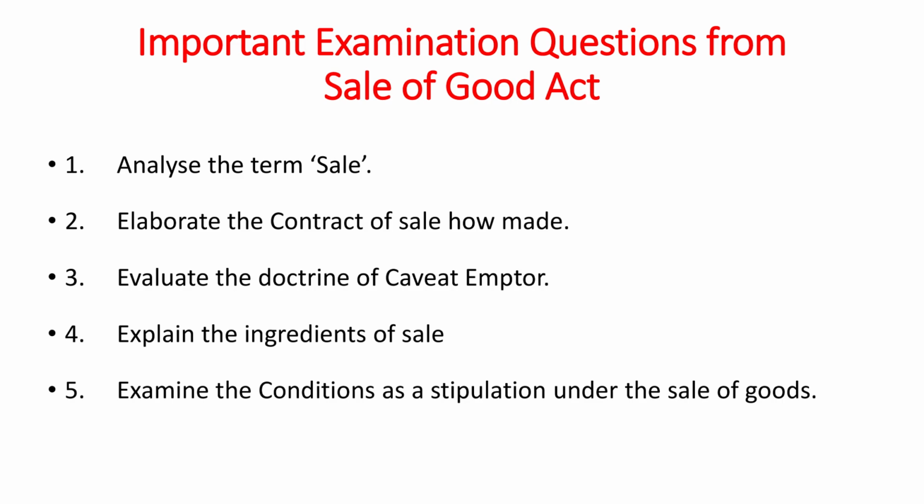First, analyze the term sale. Second, elaborate the contract of sale, how made. Third, evaluate the doctrine of caveat emptor. Fourth, explain the ingredients of sale. Fifth, examine the conditions as a stipulation under the sale of goods.